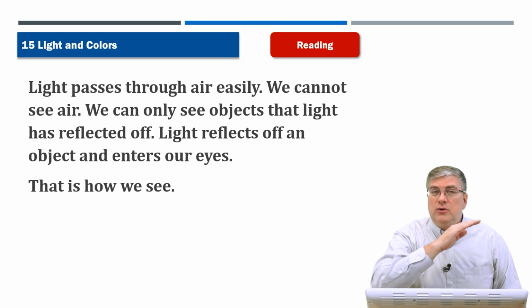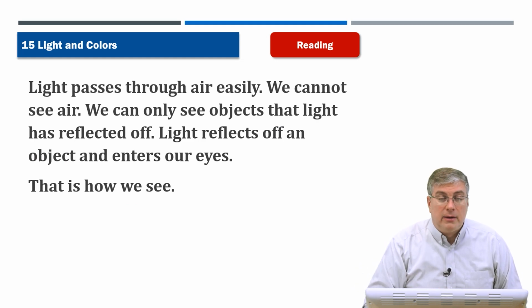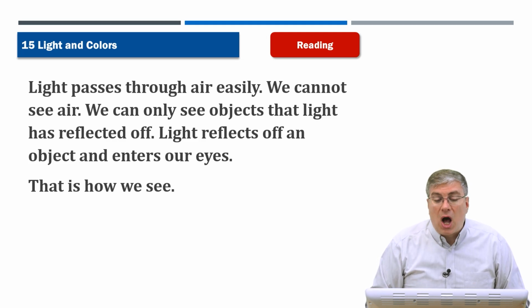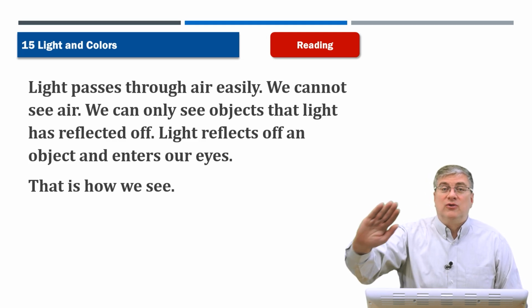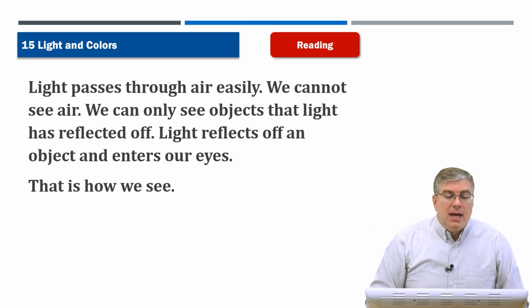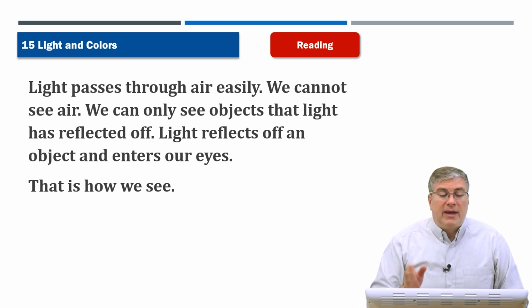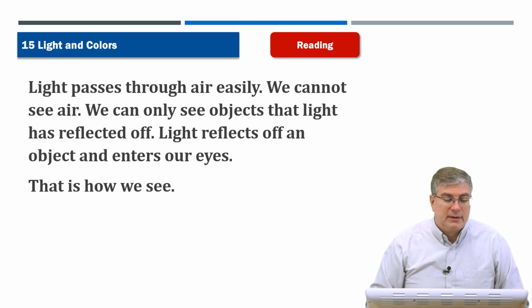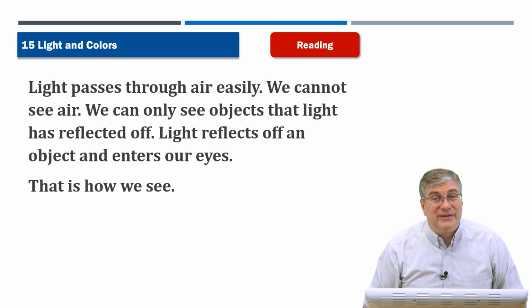Light passes through air easily. We cannot see air. We can only see objects that light has reflected off of. Light reflects off an object and enters our eyes. That is how we see.